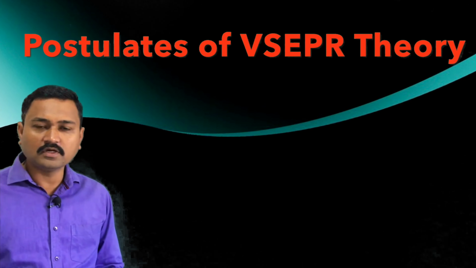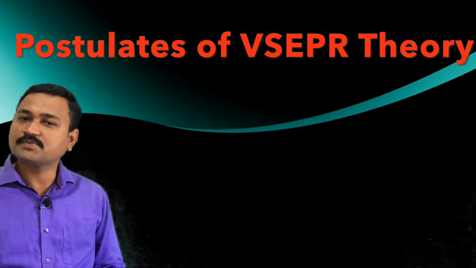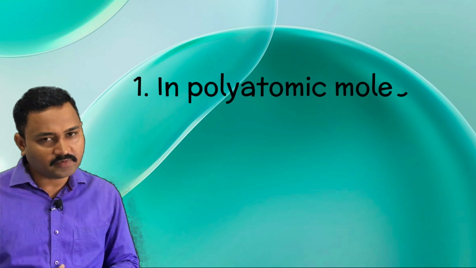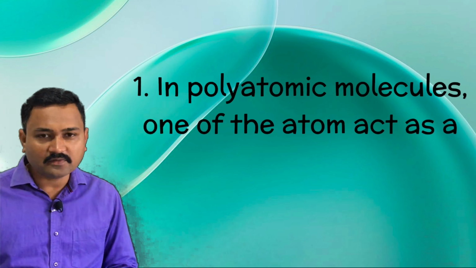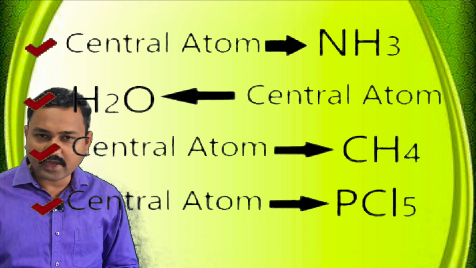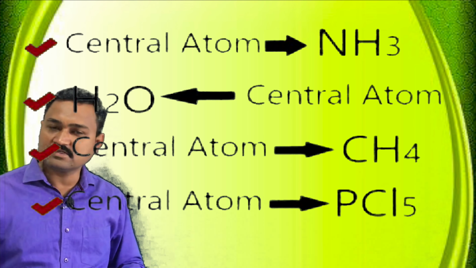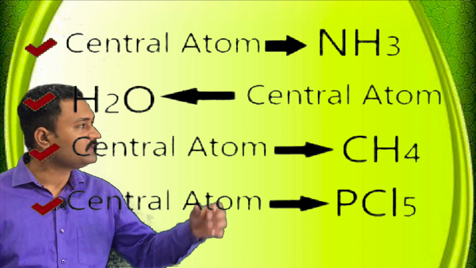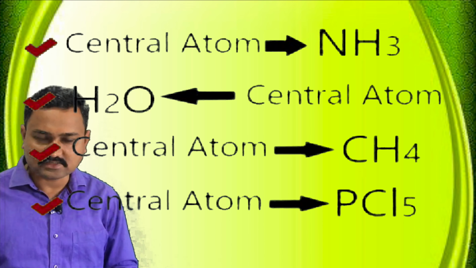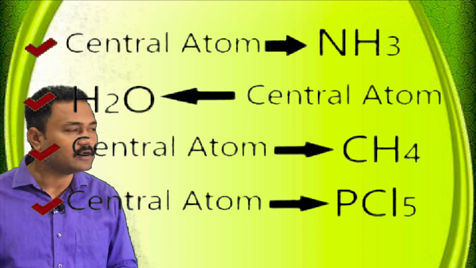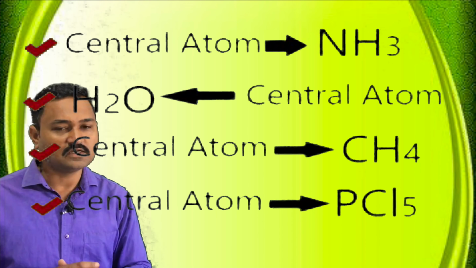Now we are going to learn about the postulates of the VSEPR theory. Let us start with the first postulate. In a polyatomic molecule, one of the atoms acts as a central atom in the molecule. Here I have taken different examples. In ammonia, nitrogen acts as a central atom. Next, water. In water, oxygen acts as a central atom. Methane. In methane, carbon acts as a central atom. The next one is PCl5, that is phosphorus pentachloride. Here phosphorus acts as a central atom.